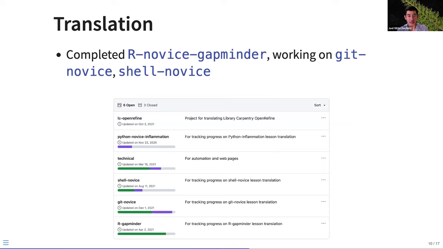Since we started our translation activities, we completed the R novice gapminder lesson, and we are working on Git Novice and Shell Novice. So these are all lessons from Software Carpentry.